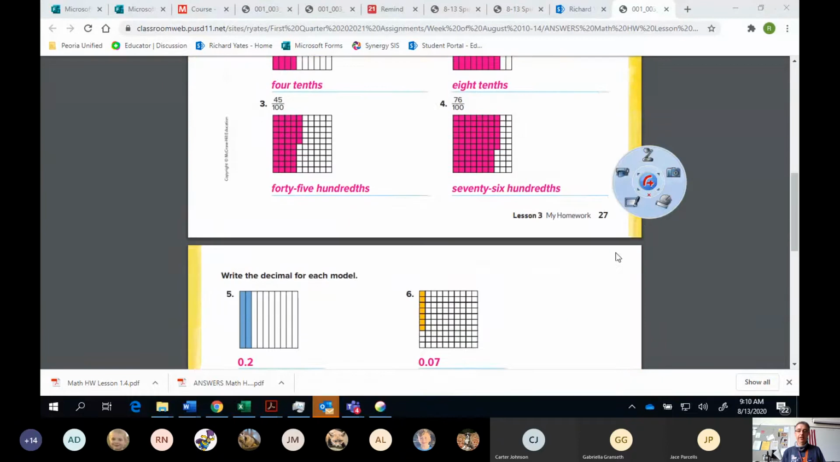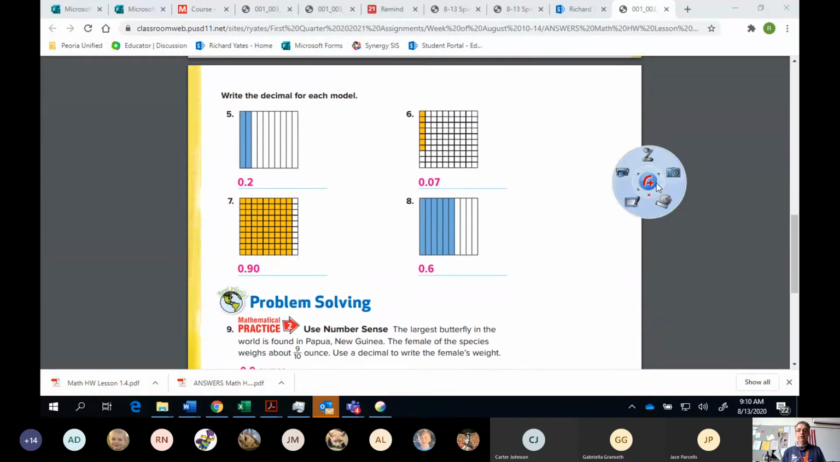Okay. And on this one, you don't have to redraw the models. They've already given them for you. All you do is write the decimal. If you write these as answer sentences, the decimal is perfect. I love how you write that answer sentence. So if you said here, the decimal is, and then you said 2/10, excellent.